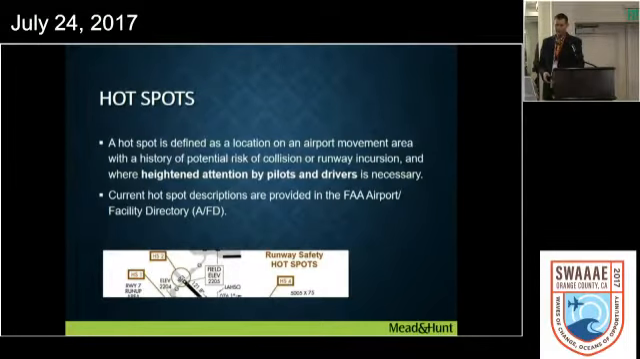Next, talk a little bit about hotspots. So hotspots aren't specifically defined in the 13A, but what they really are is a location on the airport with a history of runway incursions where heightened attention by pilots is necessary. If you look on the airport facility directory, that's where the FAA identifies the different hotspots by number, and they'll have a description on there of why that is a hotspot location.